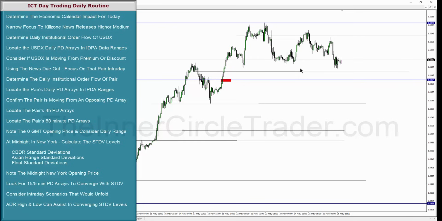So if you're willing to leave the market be and never worry about having to get that 0 GMT early start of the daily range, and just focus on midnight, which is primarily what I like to do, use that opening at midnight in New York. If I'm bullish, I want to see a move down below that opening price to some measure of standard deviations of the Asian range, the flout or central bank dealers range, to a discount PD array that I can see on a 15-minute time frame, and that may converge also with a daily, 4-hour, 60-minute discount array.